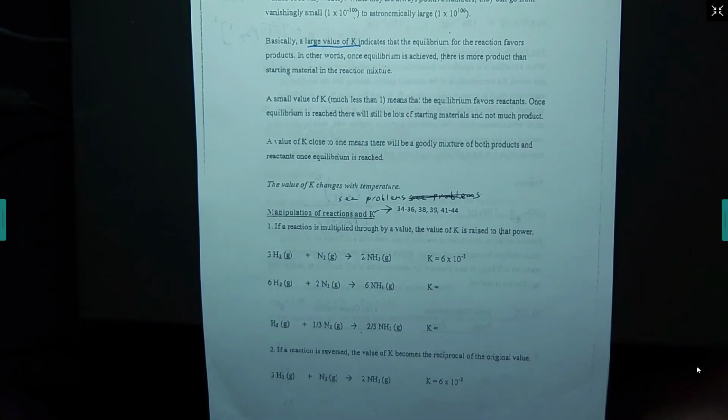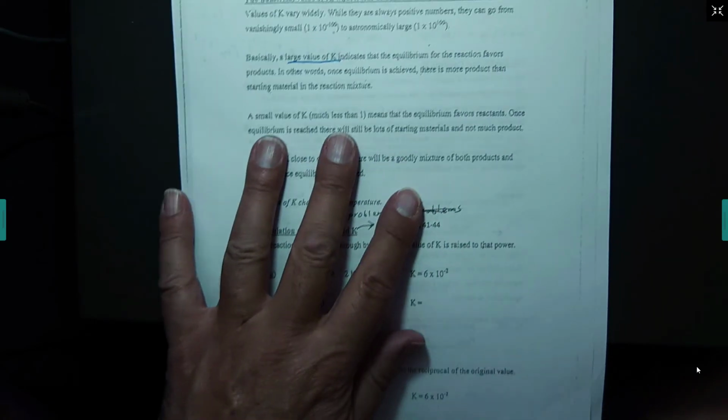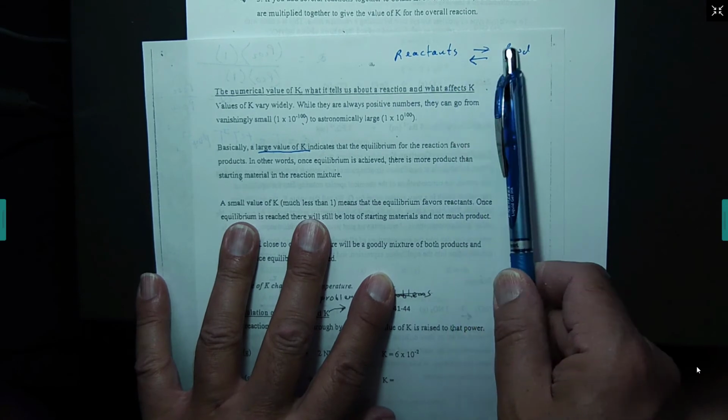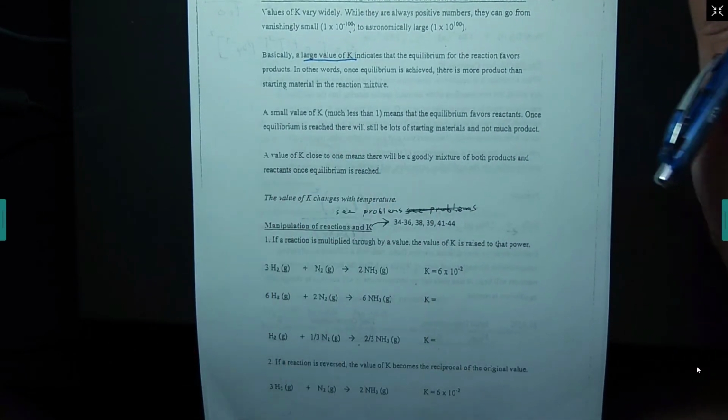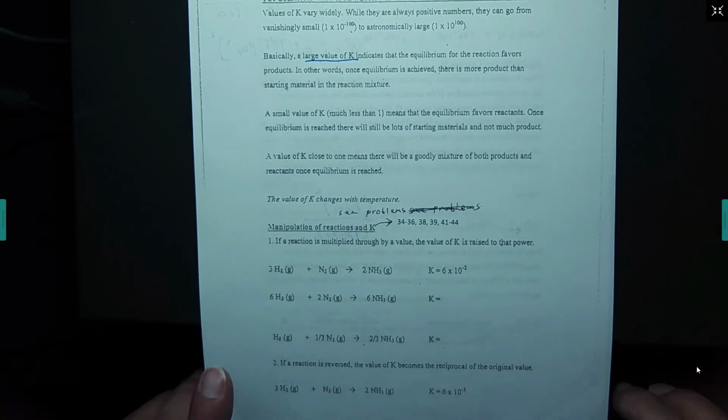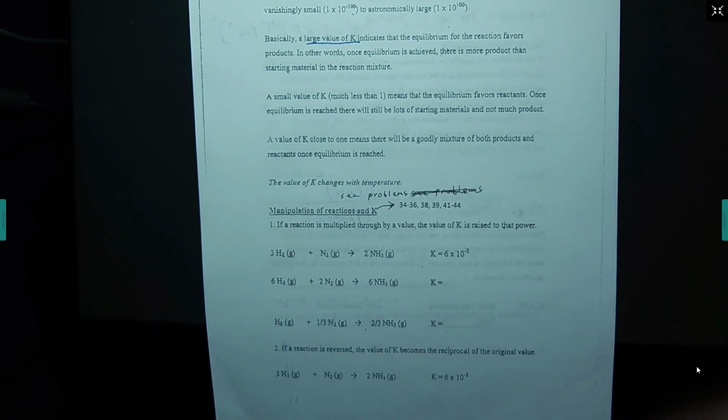If K is kind of middling, like 5 or 1/2 or something, it means when it hits equilibrium, you've got a god-awful mixture of reactants and products all in the same flask. We hate situations like that because then you have to separate stuff. Anyway, you have to learn how to manipulate a reaction on paper, and as you manipulate that reaction, it turns out the value of K changes.